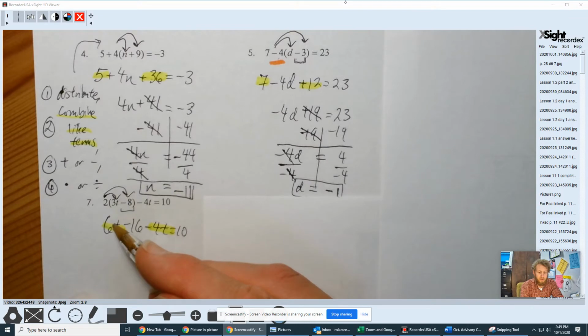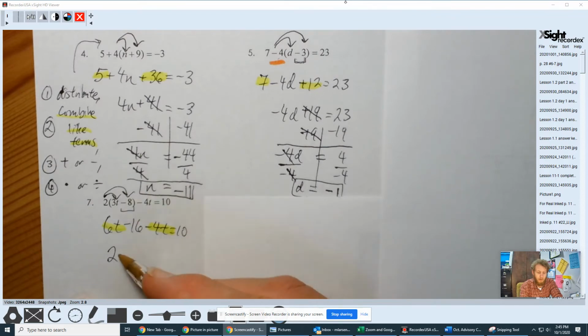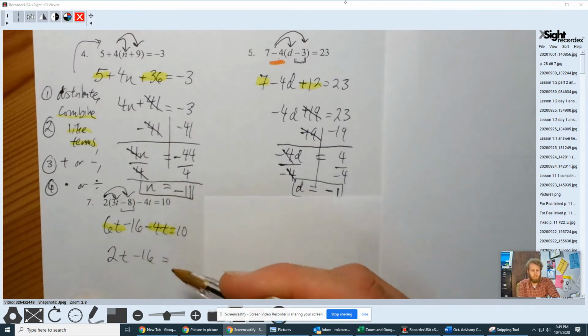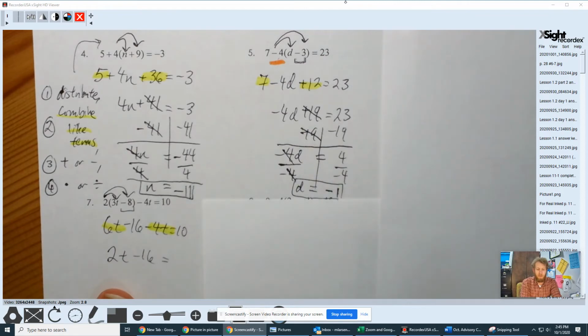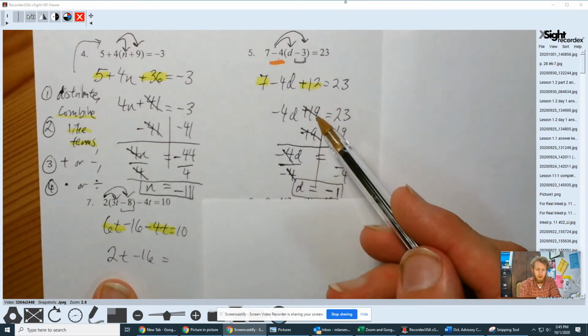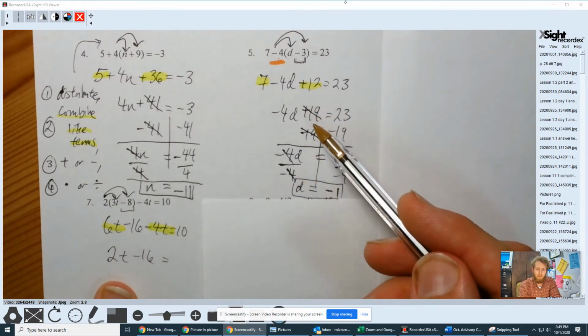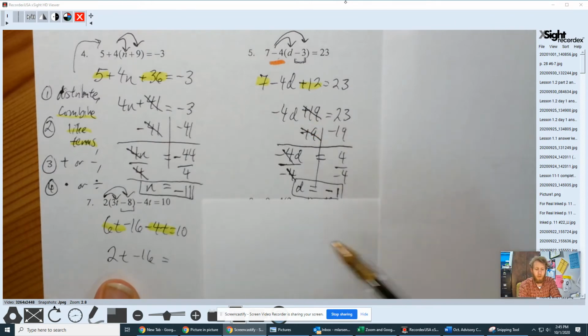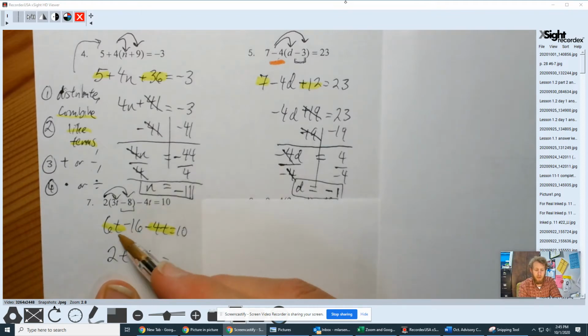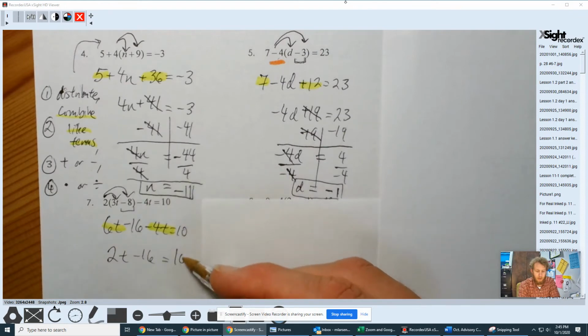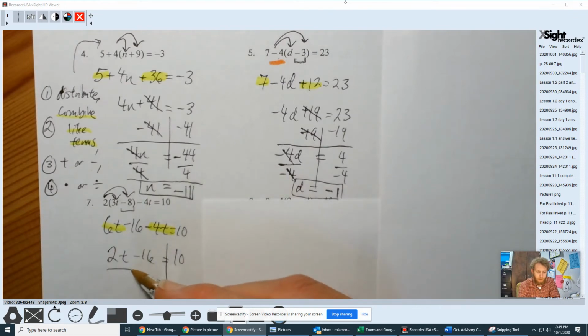Six times t minus 4 times t. 6 minus 4 is 2, and the t's stay put like this. Notice how it's okay for me to have the 2 times t at the very beginning. I know that earlier I was showing the numbers getting put at the end like that. It is actually up to you to decide what order you put these in when you're ready. I like having the t on the left side if I can, because that's the variable. So I've got 2t minus 16 equals 10, and I'm ready to finish the process.